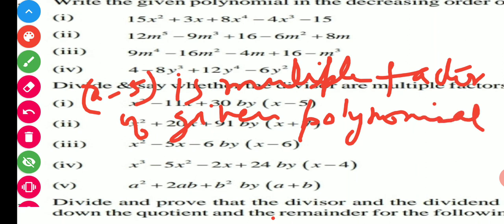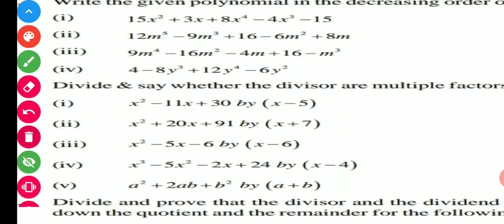So that is your answer. Similarly, you can do the other parts like this one. If the remainder is 0, that means it is a multiple factor. If the remainder is not 0, it is not a multiple of the factor. So that is your answer.